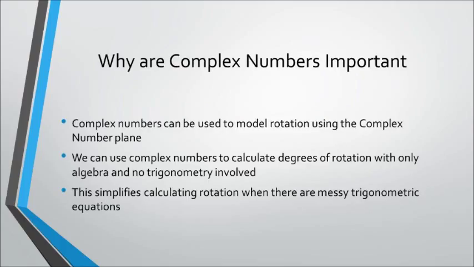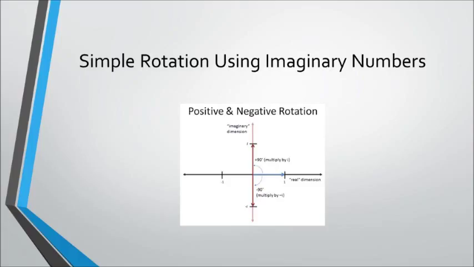Complex numbers can be used to model rotation using the complex number plane. We can use complex numbers to calculate degrees of rotation with only algebra and no trigonometry involved. This simplifies calculating rotation when there are messy trigonometric equations. If we start at the real number 1 in the real dimension and multiply by i in the imaginary dimension, we get a rotation of 90 degrees anti-clockwise. If you multiply by -i, we get a 90-degree rotation in the clockwise direction.